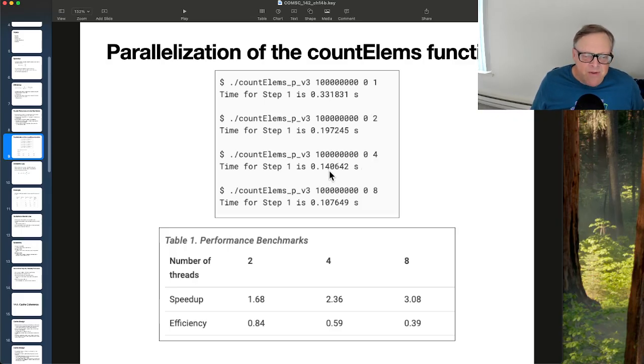So this looks like around 50% efficiency, and here they go. They show 84% efficiency at 2 cores, 59 at 4 cores, 39 at 8 cores. So you see, you do get a speedup, but you don't get the optimal case speedup.